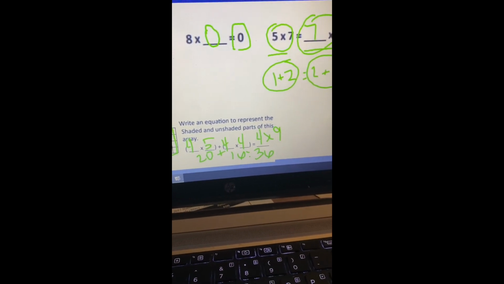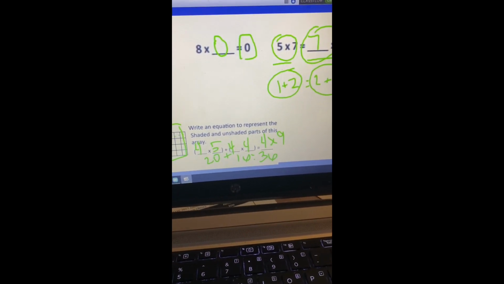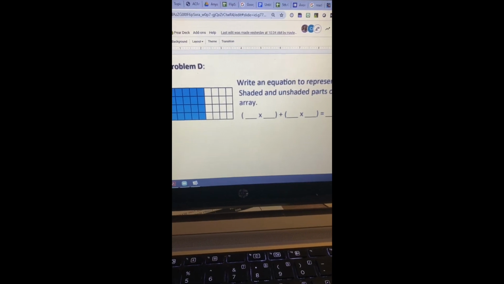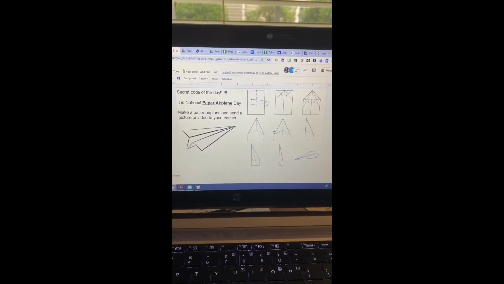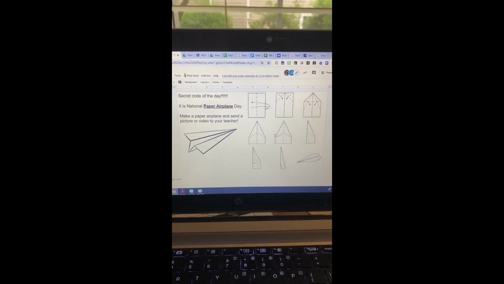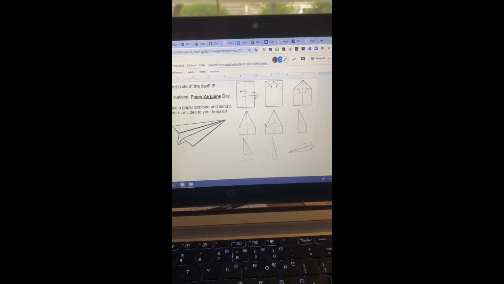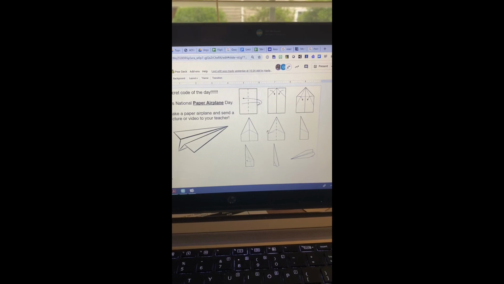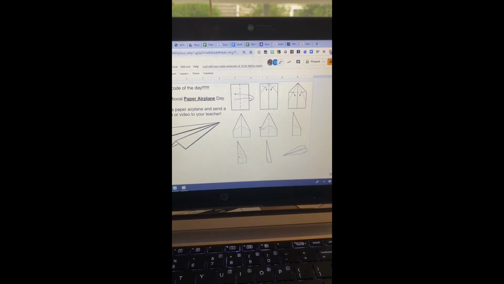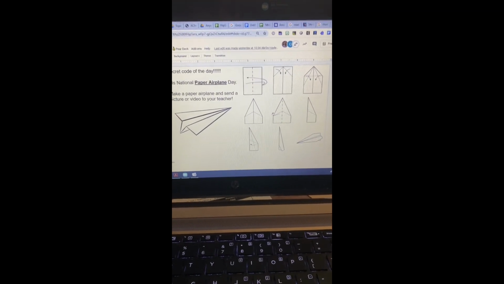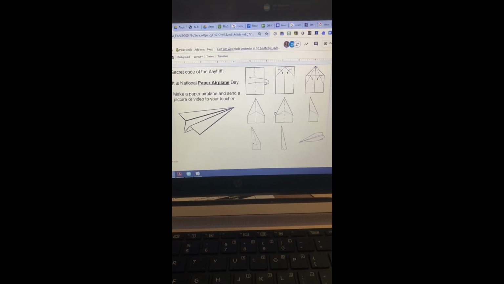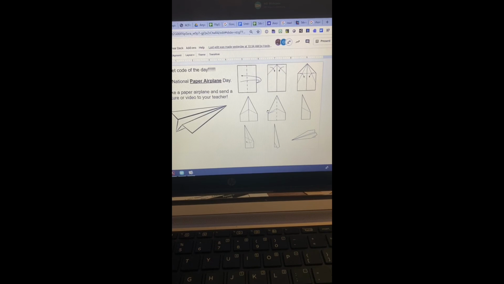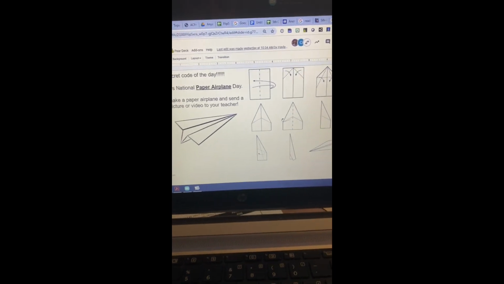Okay, you still are not ready to go anywhere to do your practice. I know I said that because you need your secret code of the day. Today is National Paper Plane Day. So at home today, I want you guys to make paper airplanes and send a picture or video to us of either you making it or you throwing it or whatever you want to do, maybe decorating it, maybe coloring it. All right, so make your paper airplane.